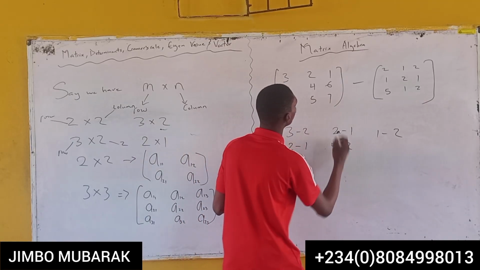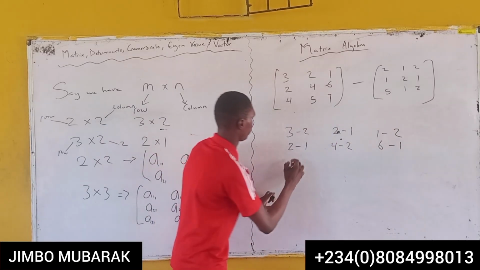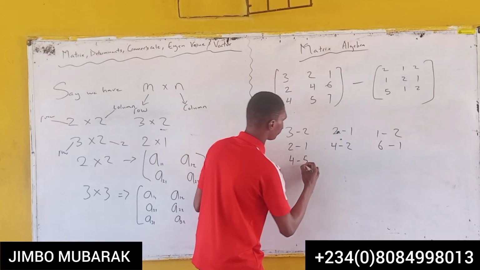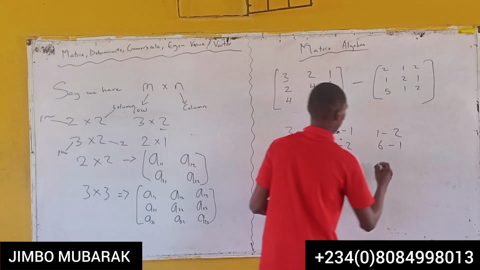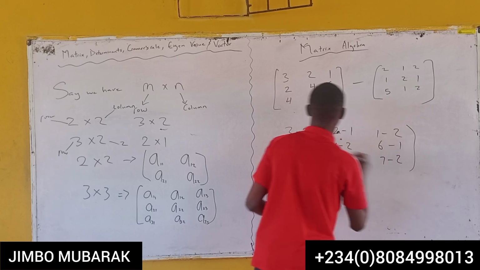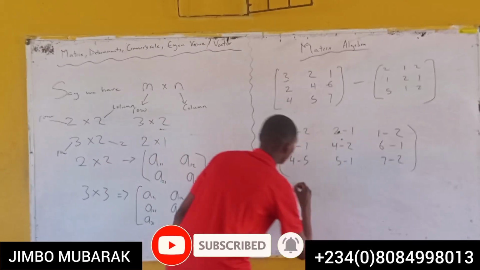4 minus 2, 6 minus 1. Then what's the third one? 4 minus 5, 5 minus 1, 7 minus 2. Simple. Alright?